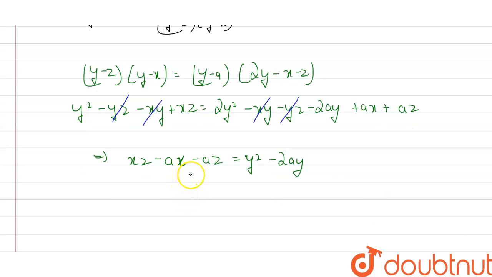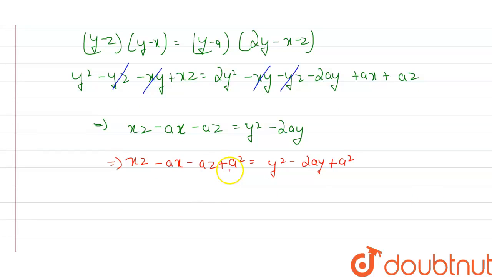Moving further, I'm going to do one thing now. I'm going to add a square to both sides. So let's write xz, sorry, there should be minus first. So xz minus ax minus az plus a square, and this is also y square minus 2ay plus a square here I have. Why have I written a square here?